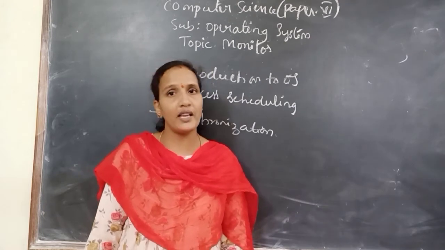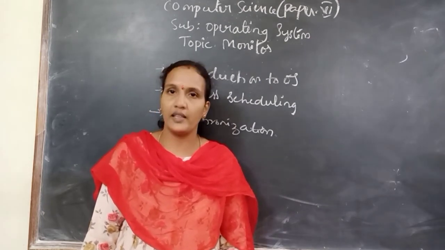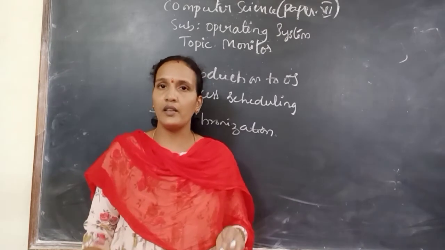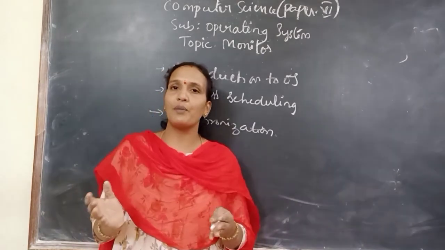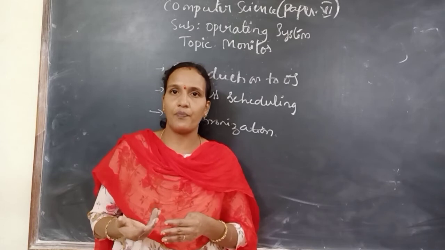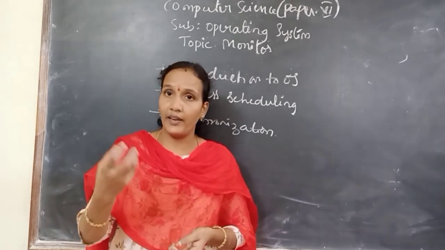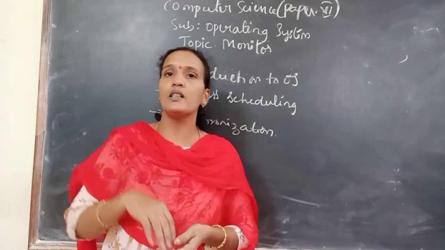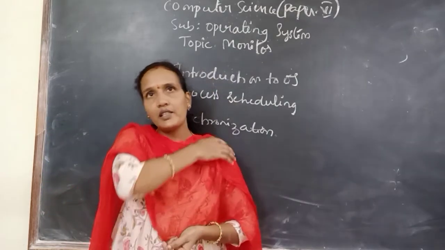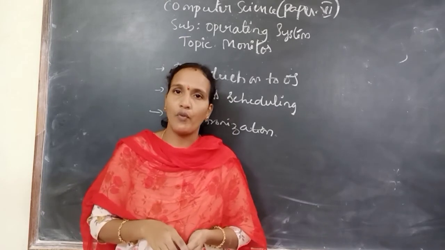And how can synchronization be achieved? By using a critical section. What is a critical section? A critical section is a block where only one process can enter at a time. If another process wants to use that block, it needs to wait until the current process releases the critical section.